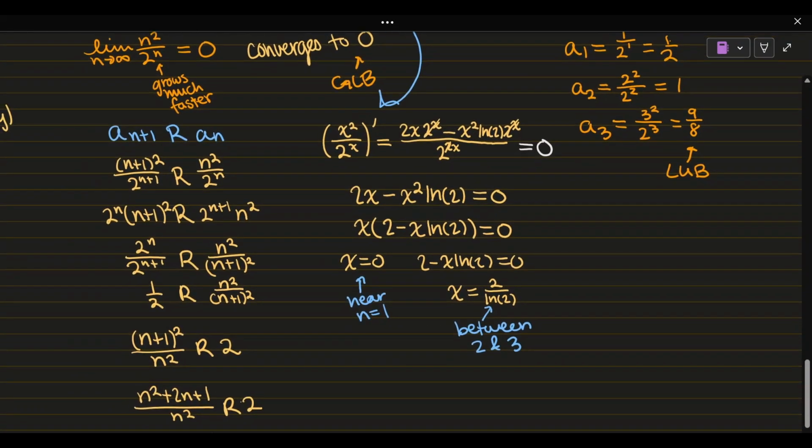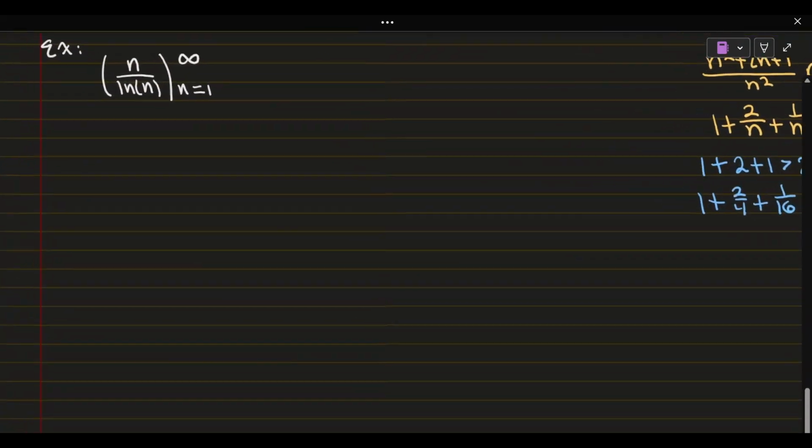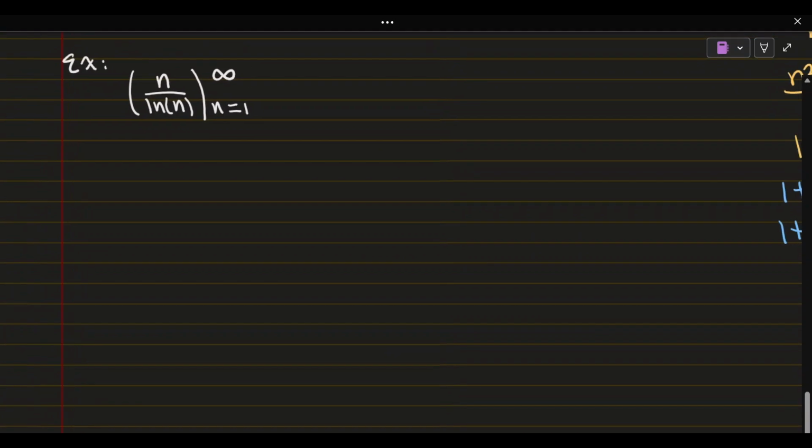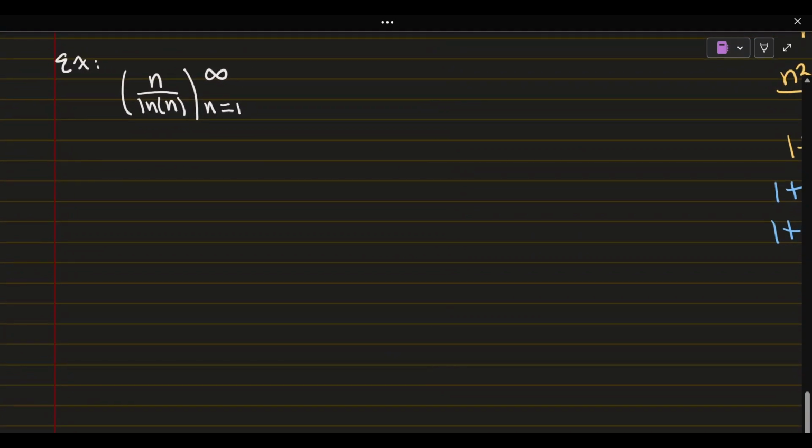Okay. And then moving on, let's take a look at the sequence n over ln n. So again, let's see if this has a limit.